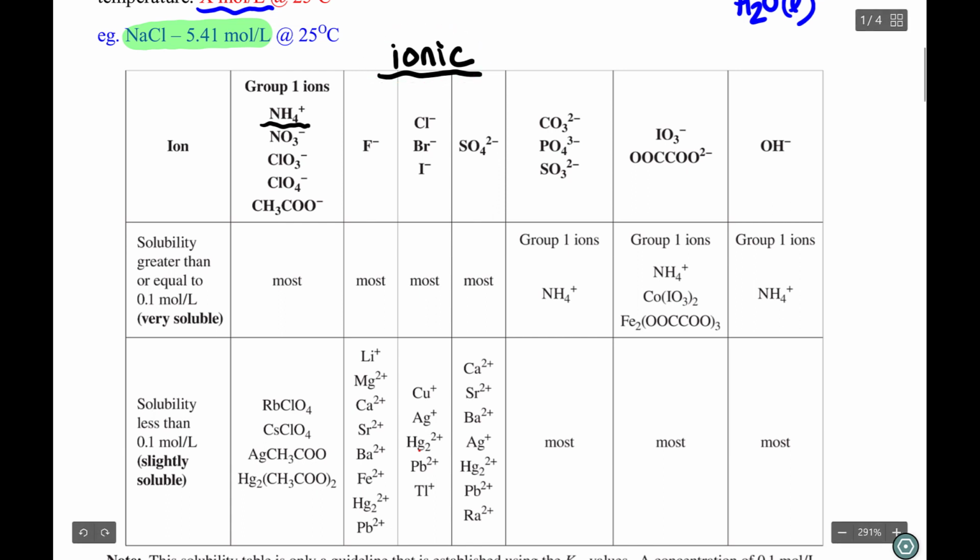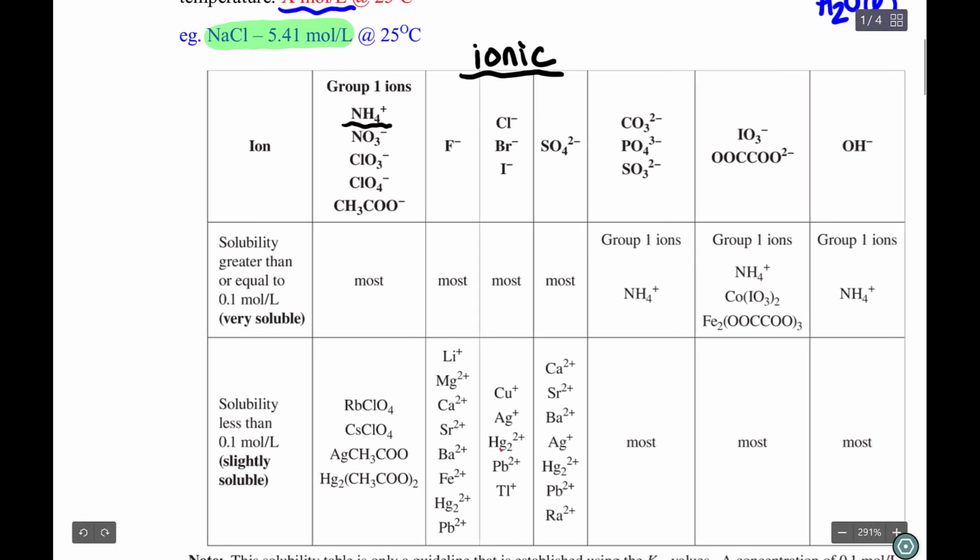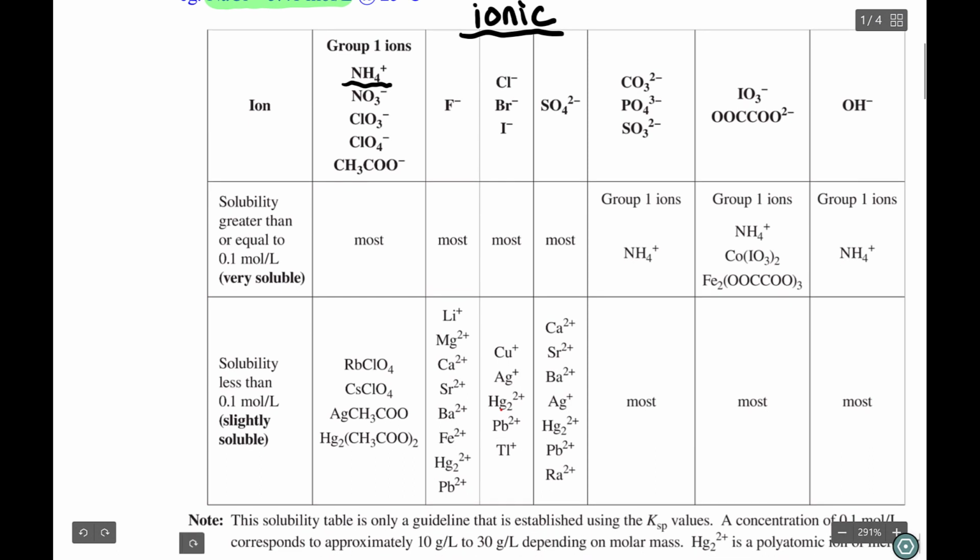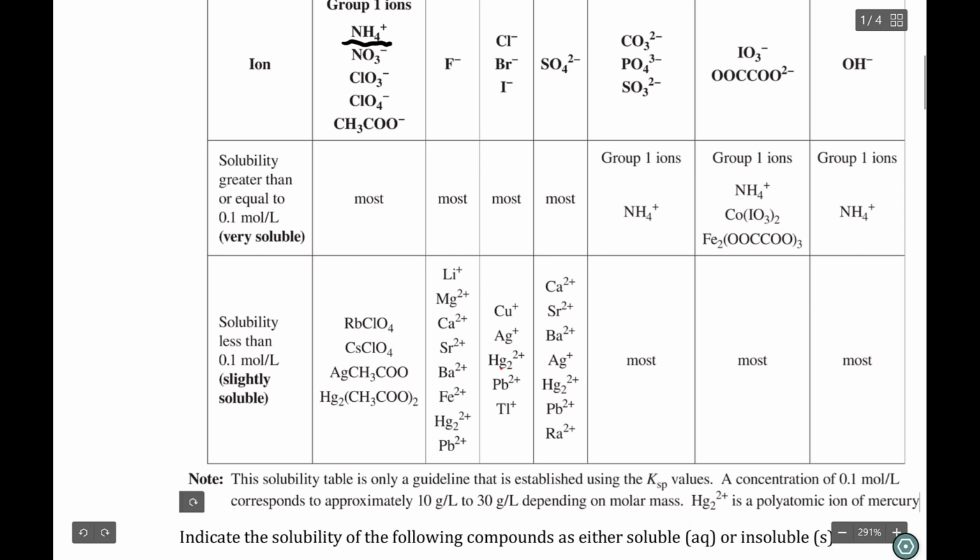Okay, so this is the way that all solubility tables work. They have to have some parameters of what they consider to be soluble. That's why if you're, say, using different solubility tables from different references, you will have different guidelines. So if you look at the bottom of this table, it says, note, this solubility table is only a guideline that is established using Ksp values. This is an equilibrium value. You guys don't know anything about that yet.